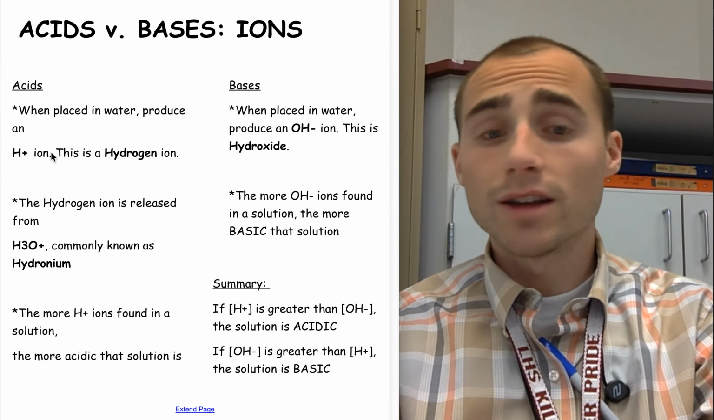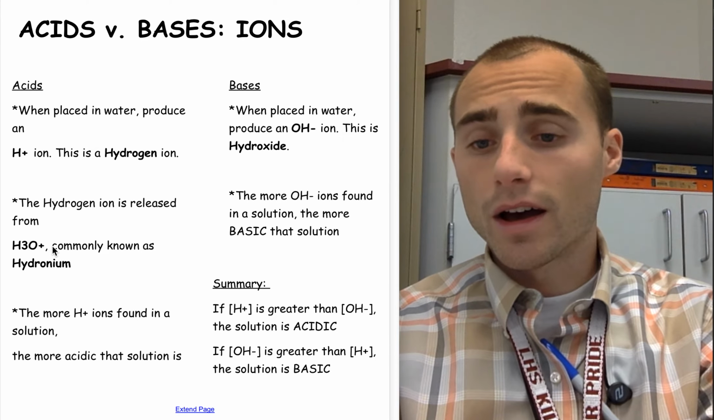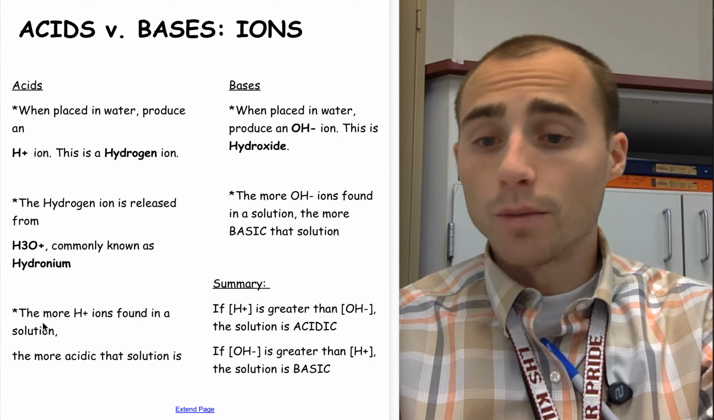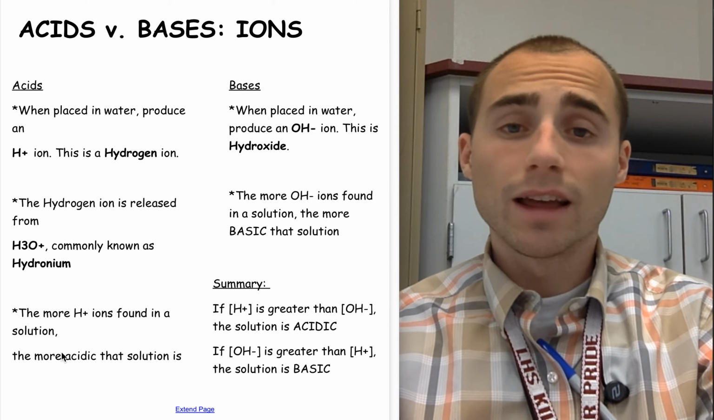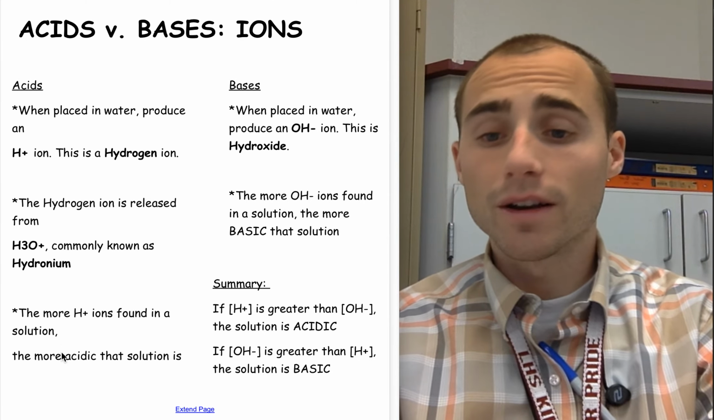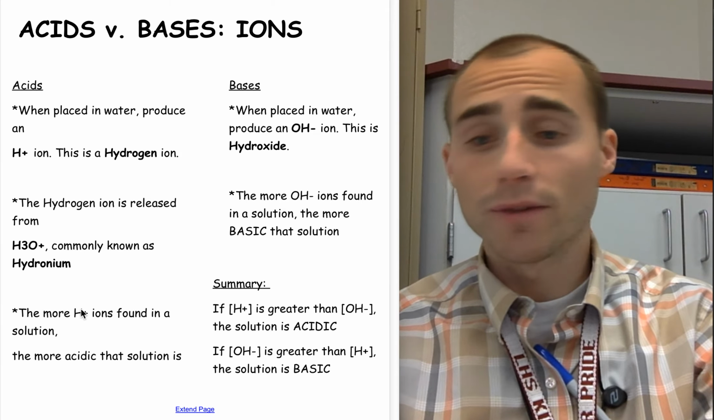So this right here, this ion is what's going to produce our acids. The more, like I said, the more hydrogen ions found in a solution, the more acidic that solution is. So that is very, very important to note, that the more H plus we have, the more acidic it is.